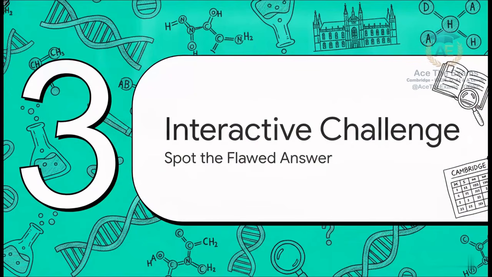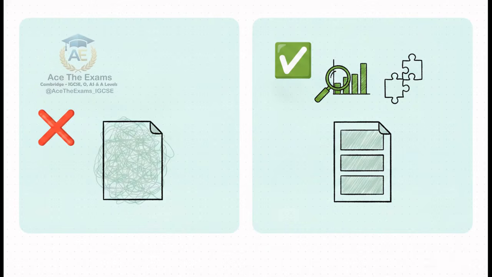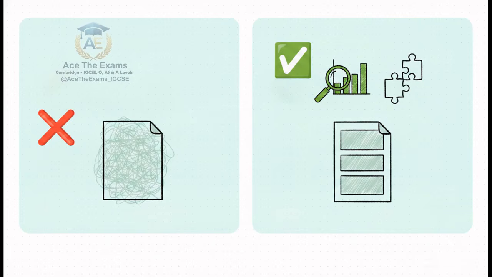All right, time for an interactive challenge. Let's see if you can spot the flawed answer. Now, what's really interesting about this slide is the stark, undeniable contrast between these two approaches. I'm showing you two different ways to tackle a data interpretation question based on DNA-based percentages. Feel free to pause this explainer right now to see if you can spot exactly where the flawed answer on the left went wrong before I break it all down.